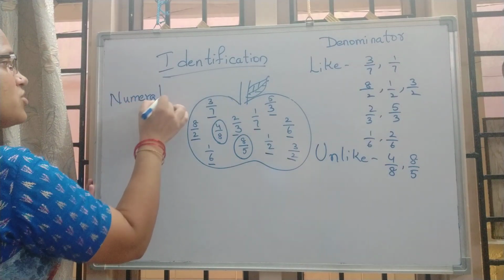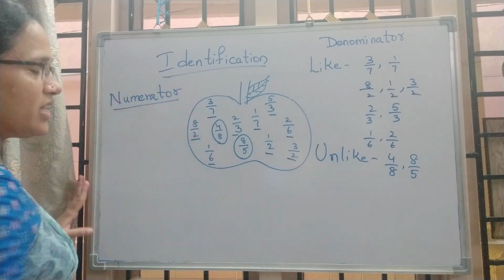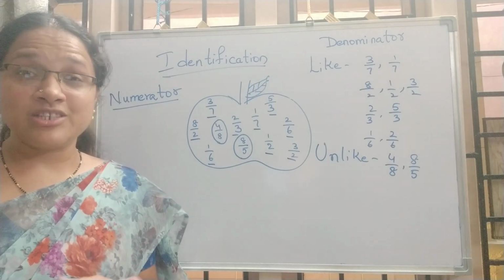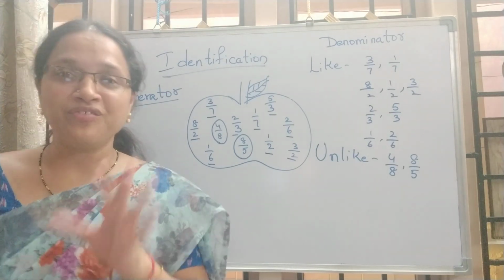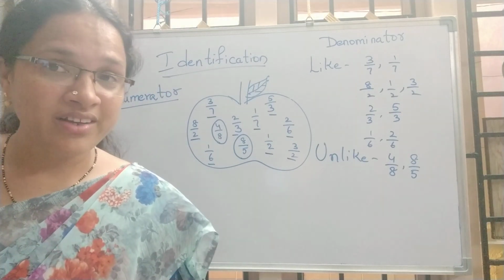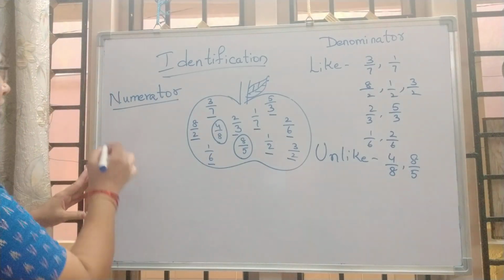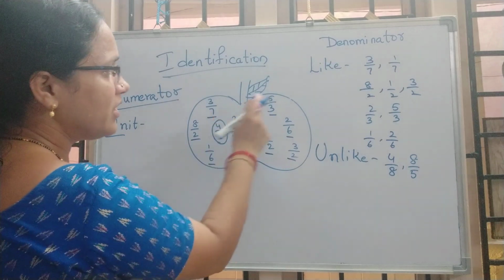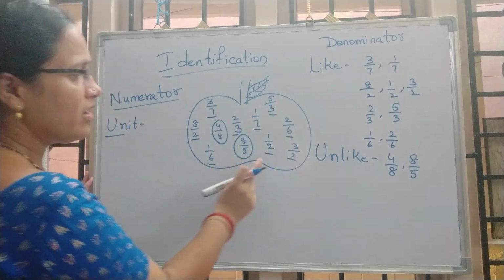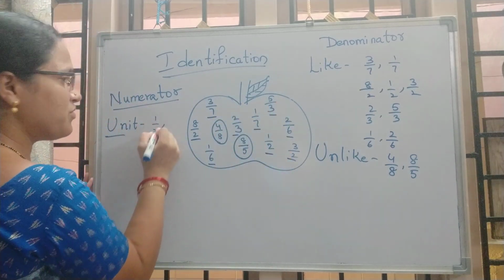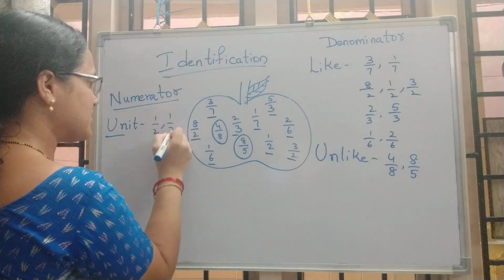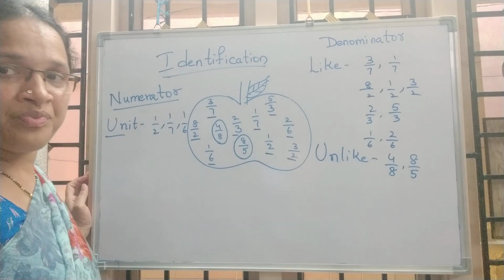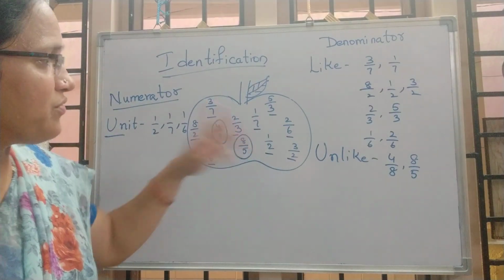Numerator. So according to numerator, first of all, rather than greater than and less than, it is very easy for you to identify the unit fractions. Why? Because the numerator is 1. You know that, no? Unit fractions are very easy to identify. So what are the fractions which have 1 here? 1 by 2 is a unit fraction. 1 by 7 is a unit fraction. 1 by 6 is a unit fraction. Yes or no? So only 3 unit fractions are there.